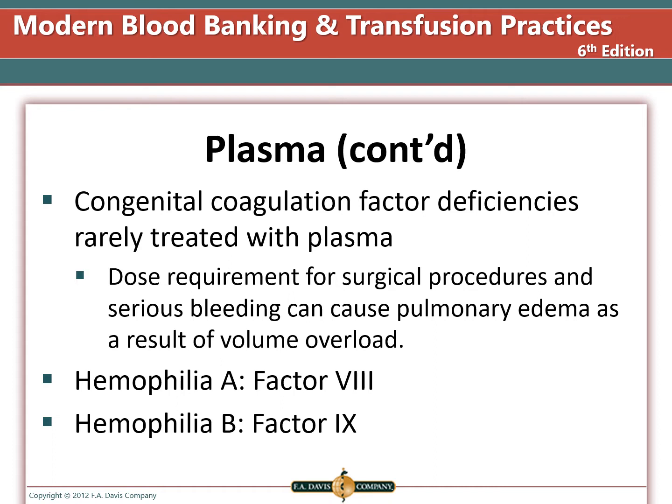Congenital coagulation factor deficiencies are rarely treated with plasma. The dose requirements for surgical procedures and serious bleeding can cause pulmonary edema as a result of volume overload. These people will require factor concentrates, which have a higher concentration per volume. There are factor VIII concentrates for hemophilia A and factor IX concentrates for hemophilia B. These can now be made using recombinant DNA technology, which means that it's not human source. Human source factor VIII concentrates transmitted HIV to many men with hemophilia before we were able to test the blood donations for HIV in the 1980s.